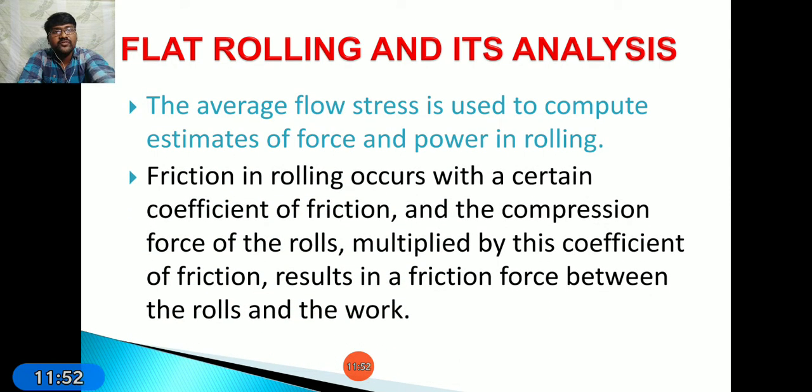Next, friction in rolling occurs with a certain coefficient of friction, and the compression force on the rolls multiplied by the coefficient of friction results in a friction force between the rolls and work. By using this, we will calculate the force.